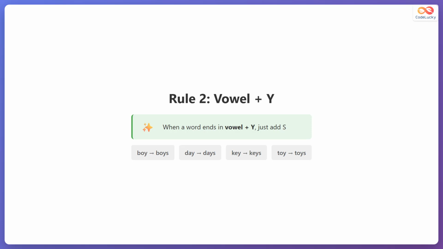When a word ends with a vowel followed by Y, simply add the letter S. For example, boy becomes boys, day becomes days, key becomes keys, and toy becomes toys. The vowels are A, E, I, O, and U, so if you see one of these letters before the Y, just add S to make it plural.